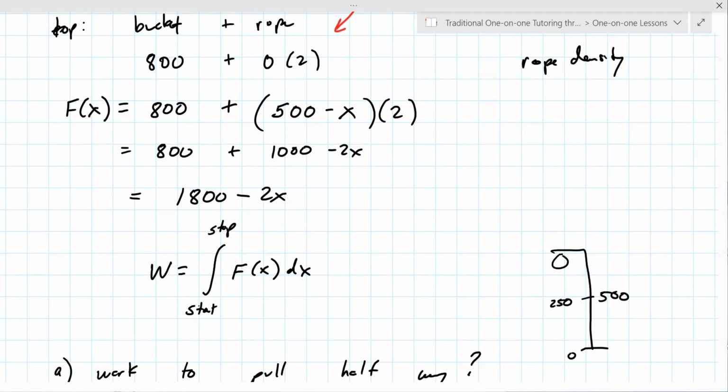Okay. All right. So let me give you another work example problem.